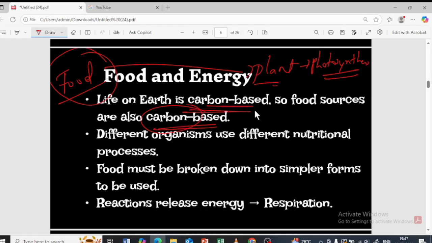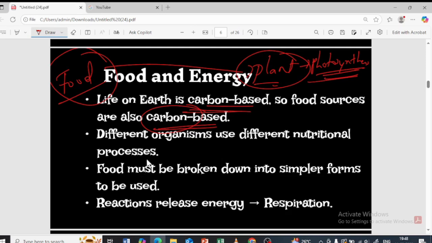Either we consume it directly or we consume it indirectly. Directly, in the sense that we eat vegetables and rice. Indirectly, in the sense that we feed on animals which depend on the carbon based food. So for the purpose of energy, this carbon based food, which we get from plants, is important, and the plants prepare it by photosynthesis. Different organisms use different nutritional processes, so different organisms have different types of nutrition.